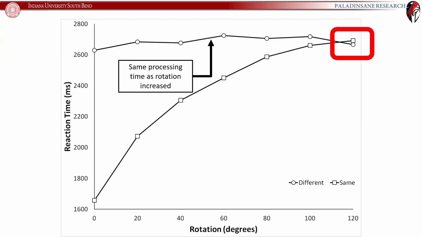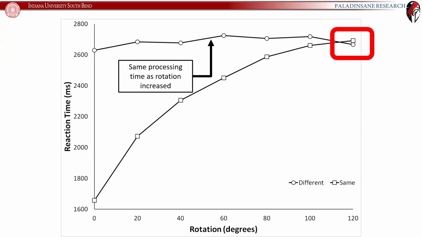On the different trials, none of us were just rotating it 20 degrees and then giving up, right? You try harder on the different trials. You go the full rotation. And what these results indicate is that you try the full rotation before you give up, right? You try to go the full 120 degrees before you say, you know what? No, it's not the same. And that's one possible reason why the 120-degree rotation has the same reaction time, whether it's different or same.